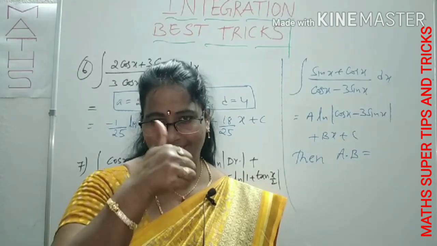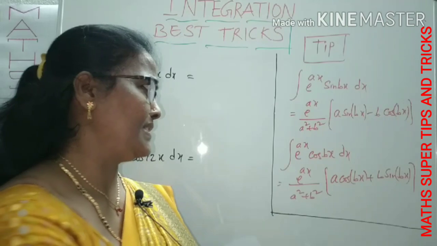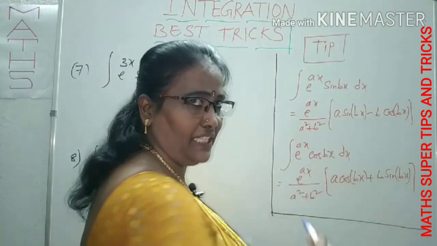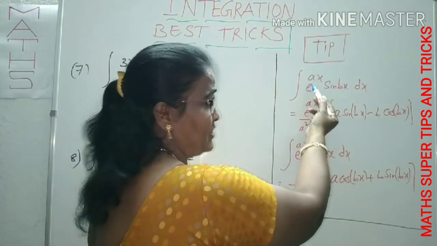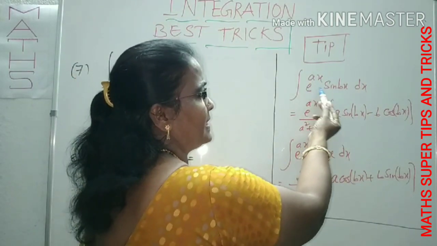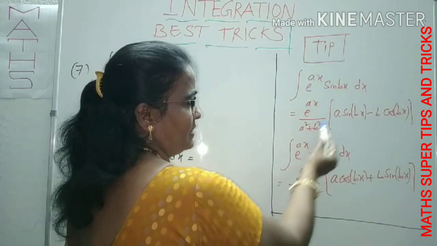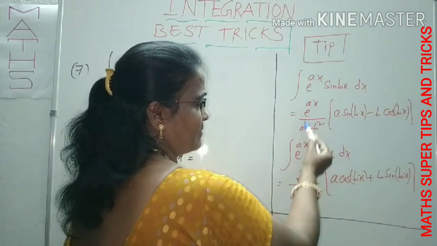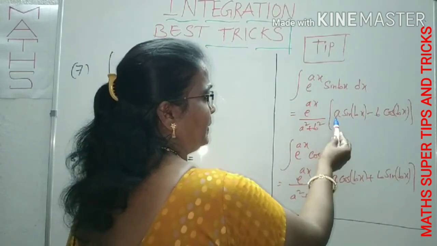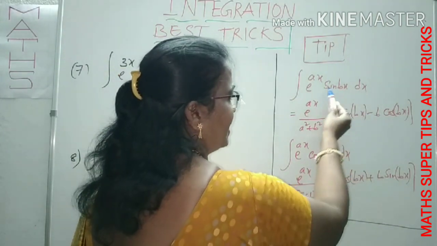Are you ready? Look at the next model. In this model, we will do functions like this. Integral of e power x sin bx. Here e power x is an exponential function, and there is a sin function. In bx plus c, something will be there. Even so, you should remember e power x sin bx easily. e power x as it is here, e power x by a square plus b square, times, for the sine function, you can write a into sine of the same argument that is there, minus b of cos.